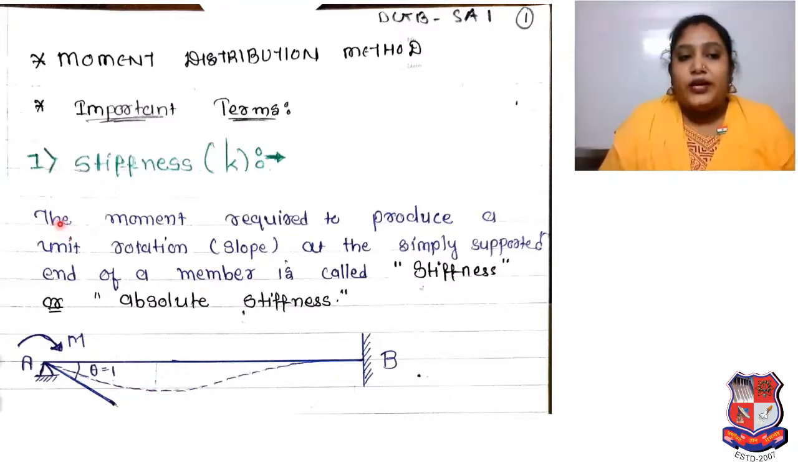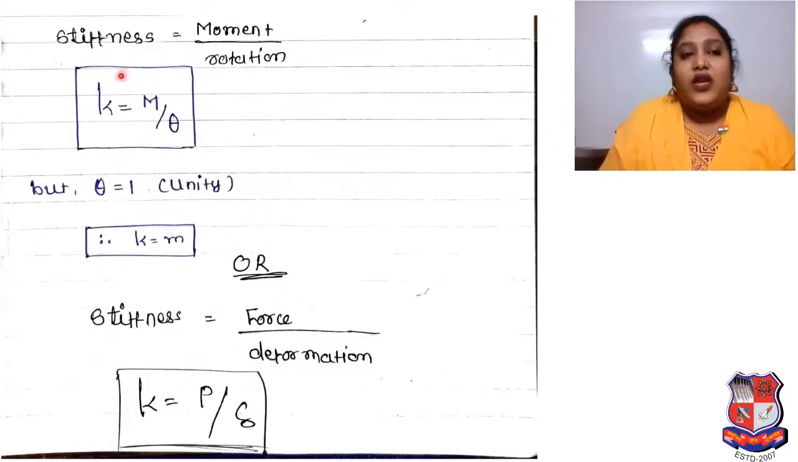You can see from that beam. Just try to read that and compare with that beam. Here AB beam is there, here simply supported, here fixed, and moment is produced, theta is unity. So the moment required to produce a unit rotation at the simply supported end of a member is called stiffness K or absolute stiffness. Now we can say stiffness is equal to moment upon rotation, as per the previous slide.